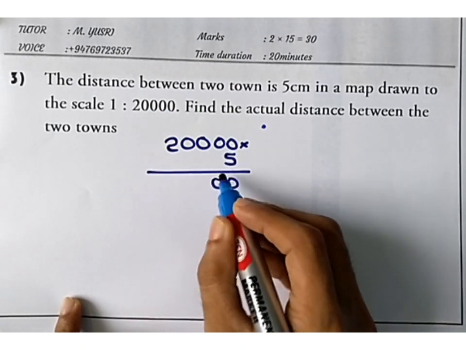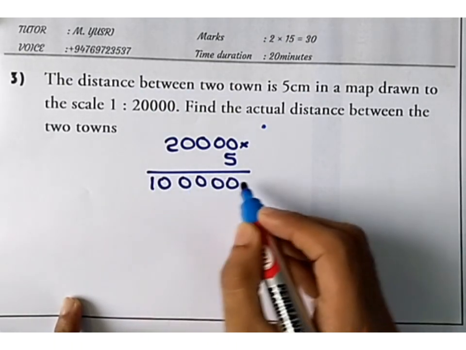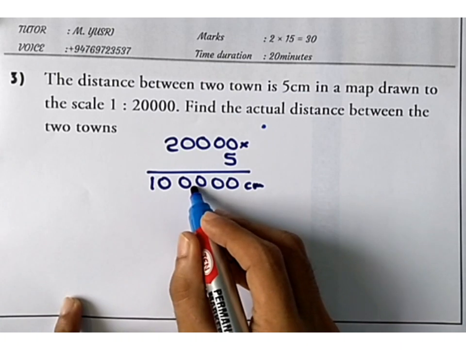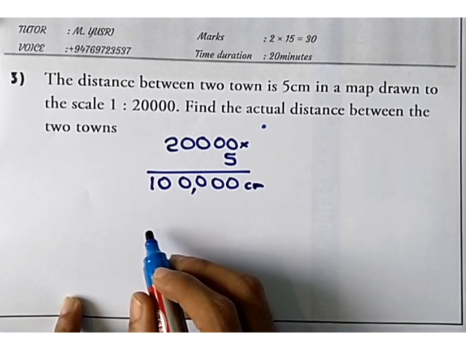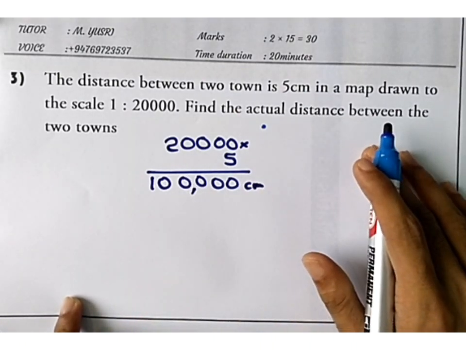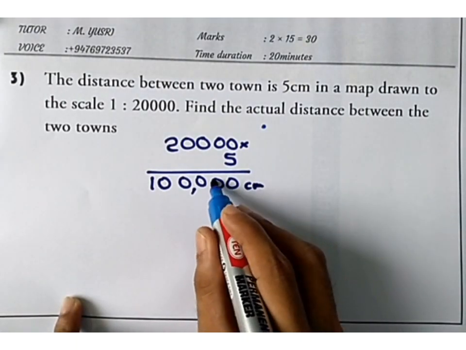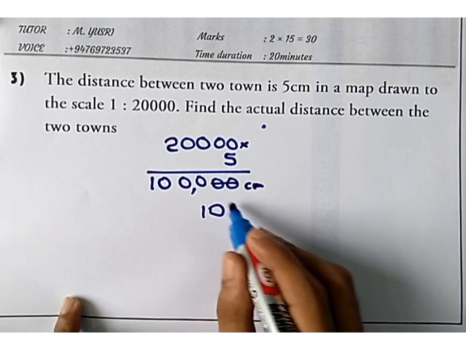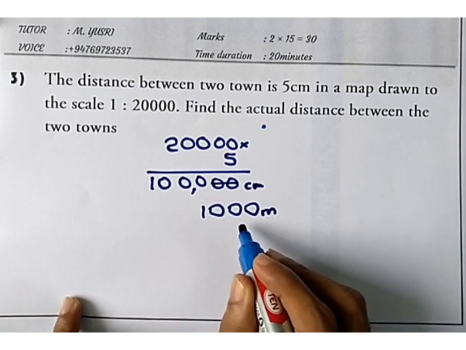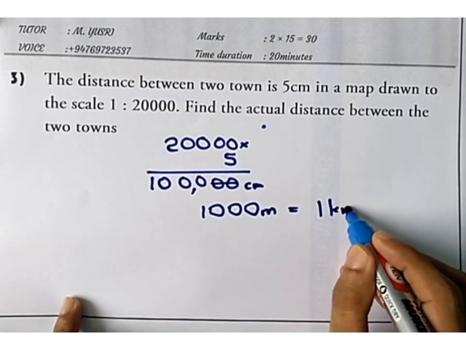So the answer is 0, 0, 5 twos are 10. That means 100,000 centimeters. They didn't ask in meters or kilometers. If they ask in meters, then we have to cancel 2 zeros, so the answer is 1000 meters. 1000 meters is equal to 1 kilometer.